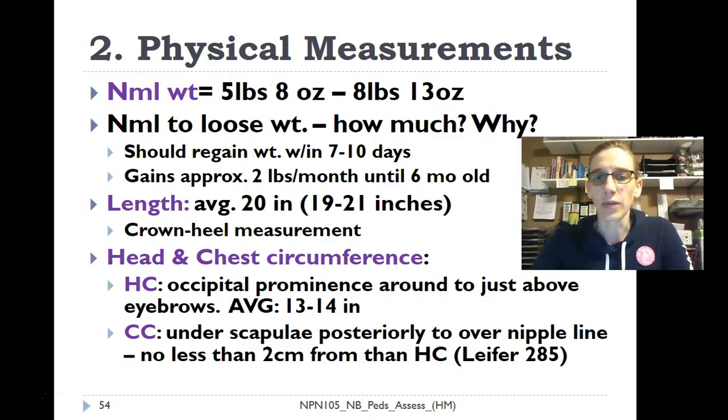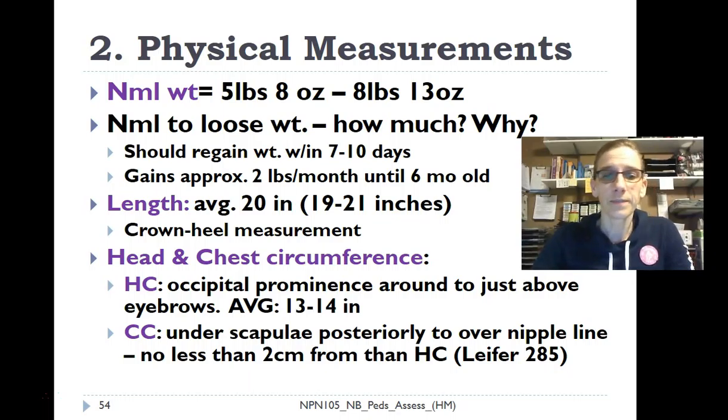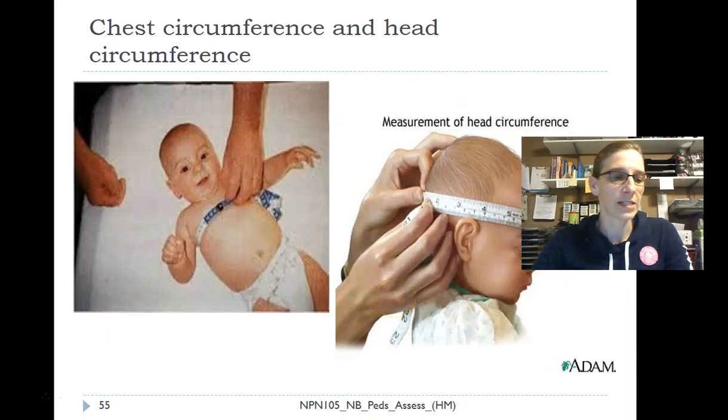The average length is 20 inches. You do a crown to heel measurement. Crown is back here at the top of your head to your heel. You do head and chest circumference. So head circumference is occipital prominence around, I'm going to show you a picture, to just above the eyebrows. Your average is 13 to 14 inches. And chest circumference, you do under the scapula posteriorly over the nipple line, and it's usually no less than 2 centimeters difference from the head circumference. So here's your chest circumference right across the nipple line. And here's your head circumference.